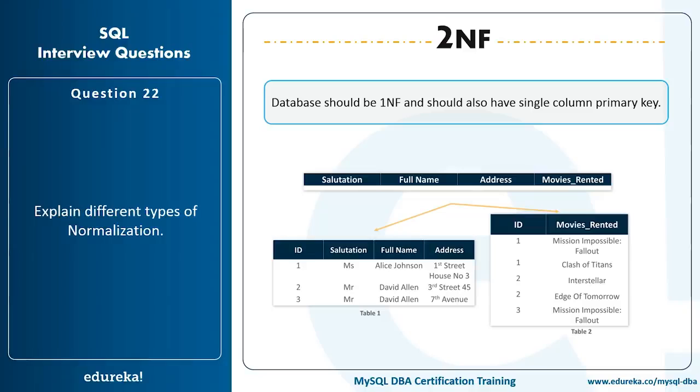Now in the 2NF, you'll clearly see that we have salutation, full name, address, and movies rented, right? To divide this table into two different tables, you can clearly see that I've added an ID to both the tables. So I've added ID, salutation, full name, and address, and ID, movies rented. So Miss Alice Johnson, staying in First Street, house number 3, must have rented Mission Impossible. Similarly, she must have rented Clash of Titans. Mr. David Allen, staying in 3rd Street, 45, has rented Interstellar and Edge of Tomorrow. And Mr. David Allen, staying in 7th Avenue, has rented Mission Impossible Fallout. So that's how I've divided the table into 2NF.